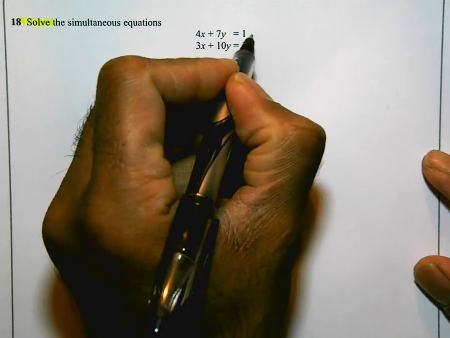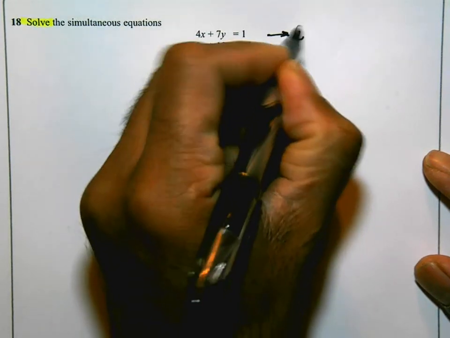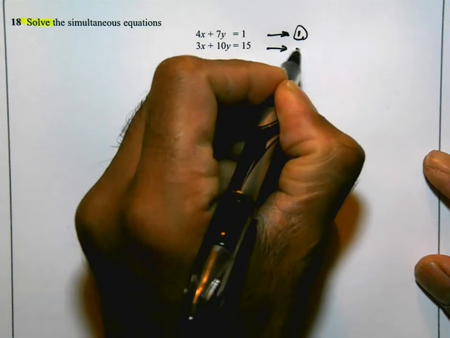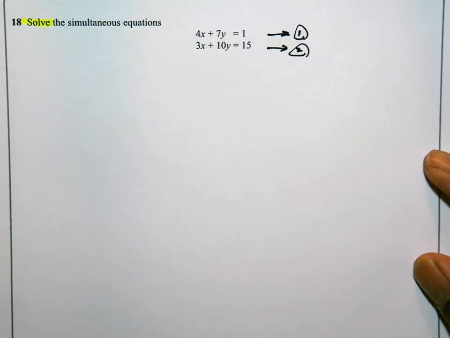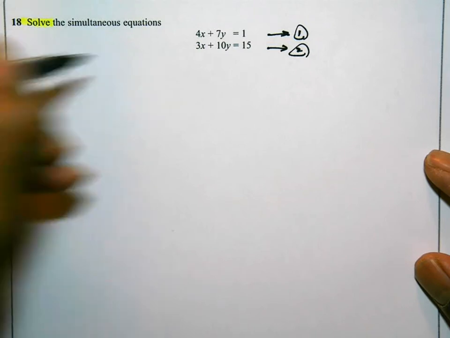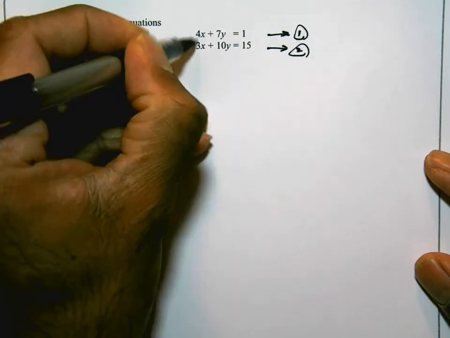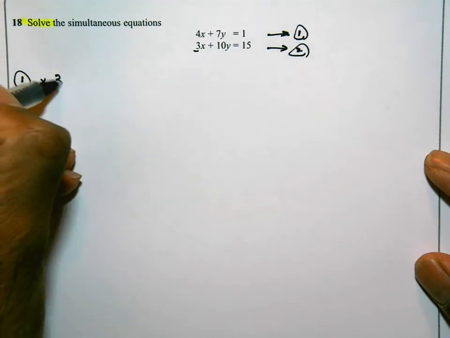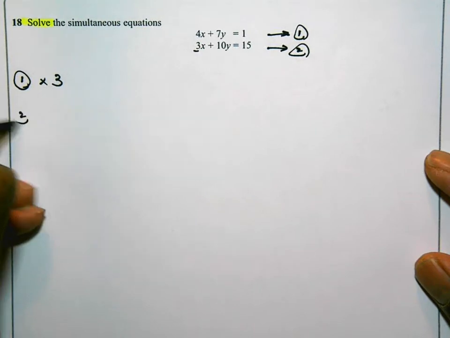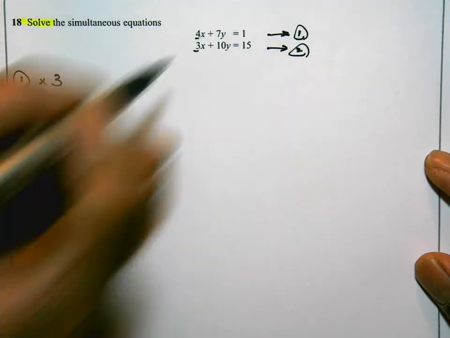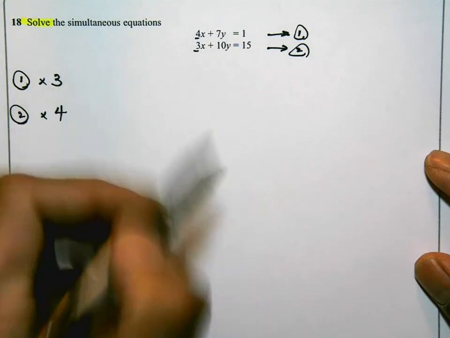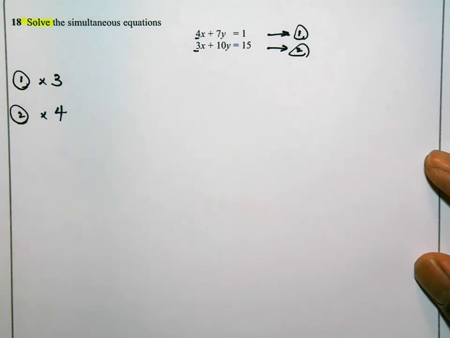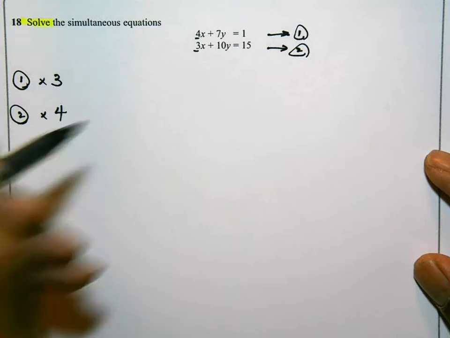I do over here. First of all, I always number the equations. So that's equation 1, and that's equation 2. What I'm going to do is I've decided I'm going to get rid of the x's. So because I want to get rid of the x's, I'm going to do equation 1 times by 3 because that's in front of the x in equation 2, and equation 2, I'm going to times that by 4. Right, that way all the x's in both of them will turn to 12x, and then I could get rid of that. Alright, so let's do that.